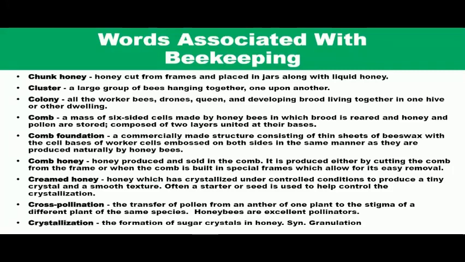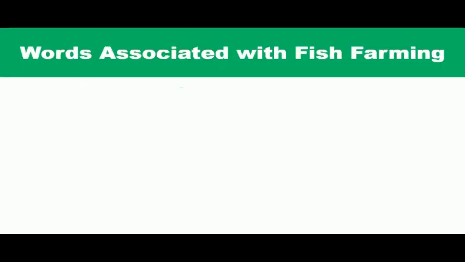And then we have crystallization, and that's the formation of sugar crystals in honey. Okay, the synonym is granulation. It's another word for granulation. Okay, and that brings us to words associated with fish farming.